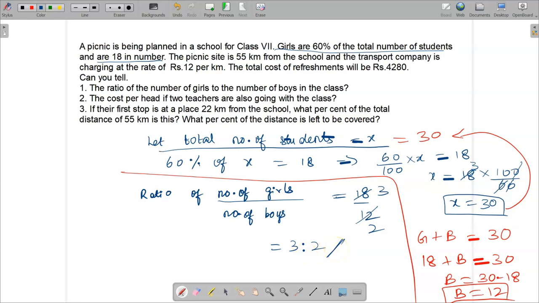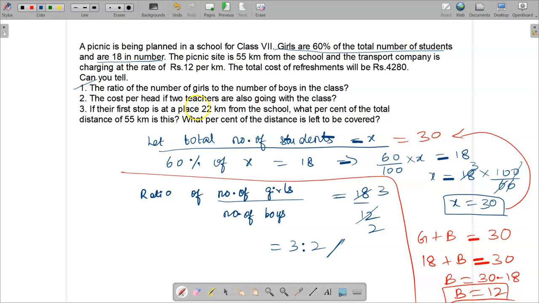So how are we finding this out? We are determining the boys count by using the total number of students. Once the total number of students is determined, we can easily find out the boys count. Then we can easily find out the ratio of the number of girls to the number of boys. So coming to the next question. So this is over.